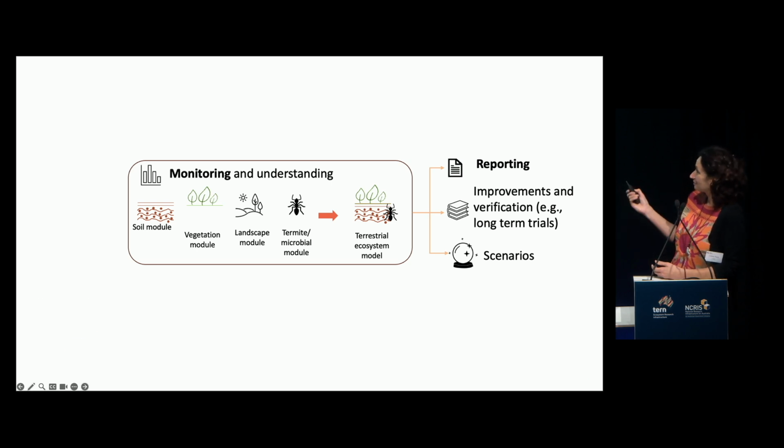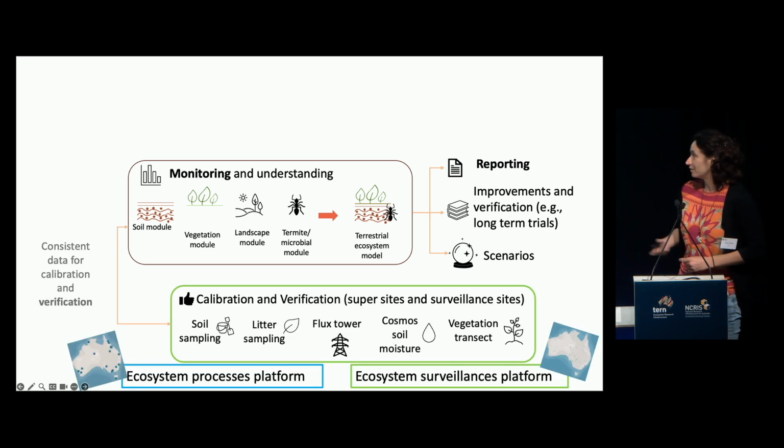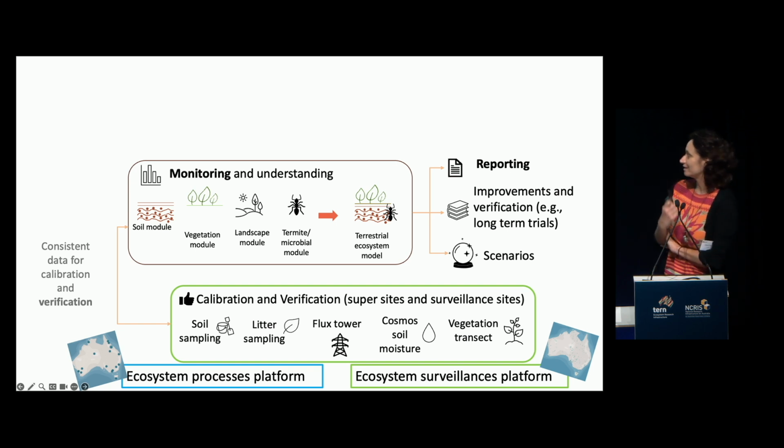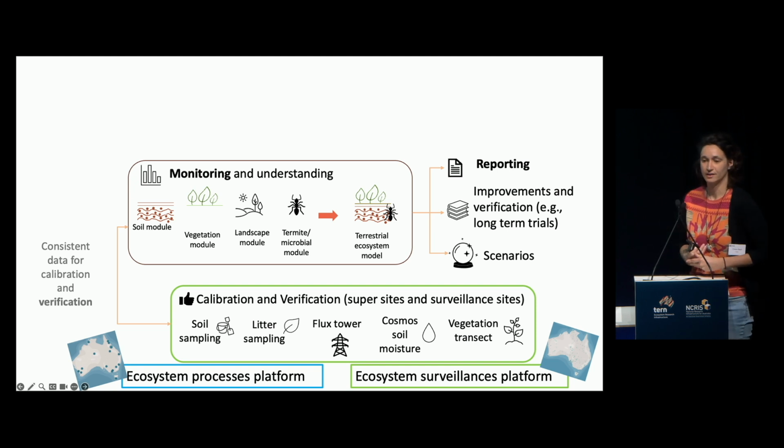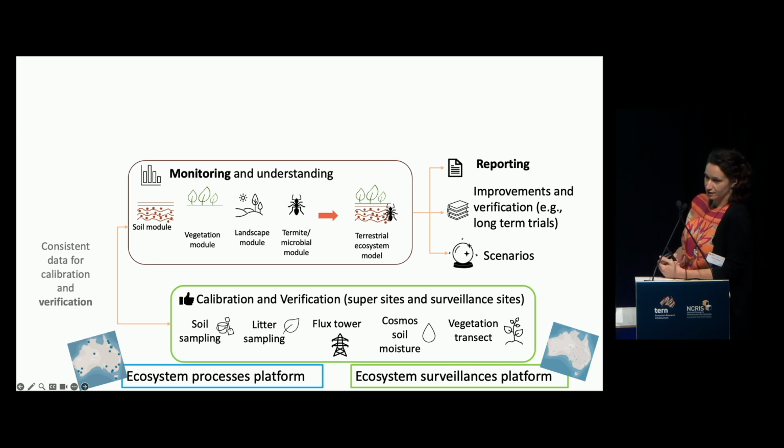And it will fit perfectly into the Ecosystem Process platform, which has all the super sites where we can constrain above ground and below ground quite well, which means it's a perfect site to calibrate and validate. But we can also use the ecosystem surveillance plots, which are more than 200, where we have soil samples, vegetation type, litter quality and quantity, which is perfect to drive what goes into the soil.